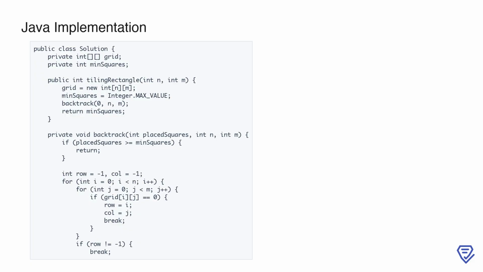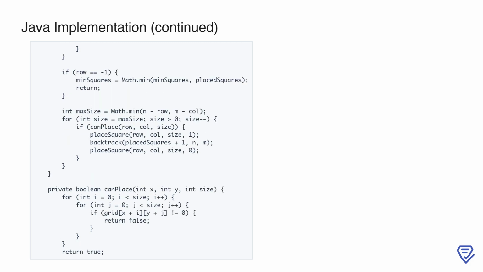It takes the current count of placed squares and the rectangle dimensions as parameters. If the current count of placed squares exceeds or equals the minimum found so far, the method stops further exploration to save computation time. Then, it searches for the first empty cell in the grid by iterating row by row and column by column. Once it finds an empty cell, it records its position to determine where to place the next square. Now, if no empty cell is found, it means the entire rectangle is covered, so we update the min_squares value with the smaller of its current value and the number of squares used.